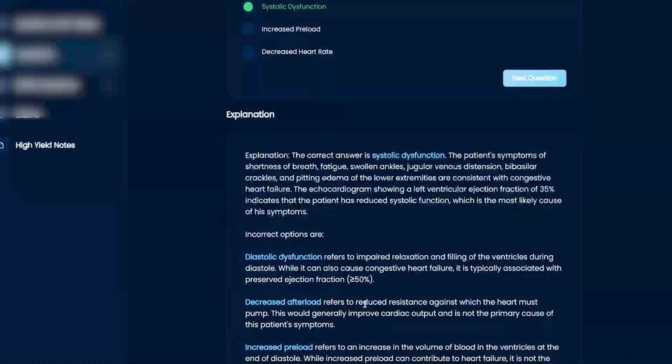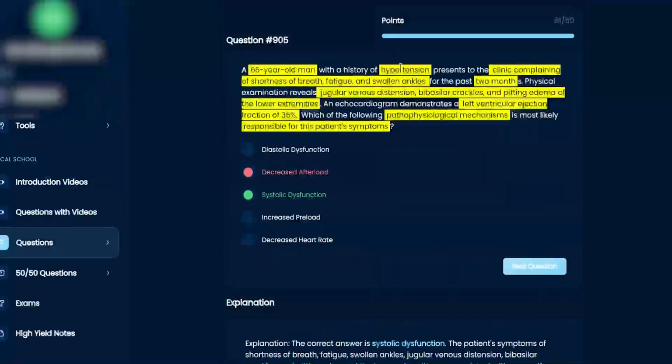Decreased afterload refers to reduced resistance against the heart. This generally improves cardiac output and is not the primary cause of the patient's symptoms, because this is from hypertension. So you're losing ejection fraction, which is what the echocardiogram shows. So the best answer is systolic. Diastolic is not right because the ejection fraction is decreased. So decreased afterload will actually help the heart.